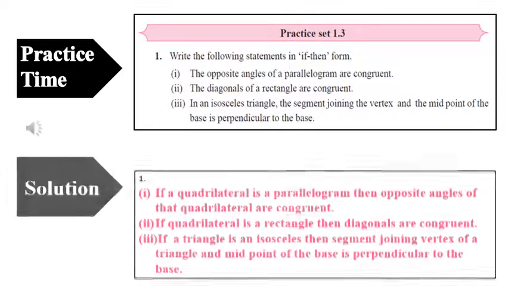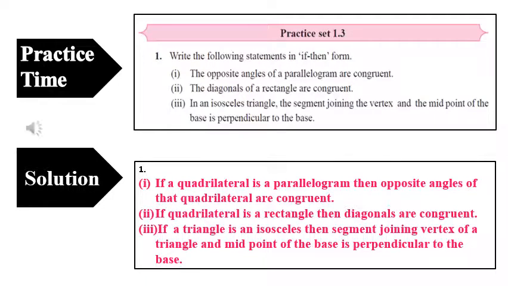Practice set 1.3. We start with our practice set 1.3. Write the following statements in if-then form. We have seen in the earlier video how to write if and then statements without changing the meaning of the statement. First one: the opposite angles of a parallelogram are congruent.